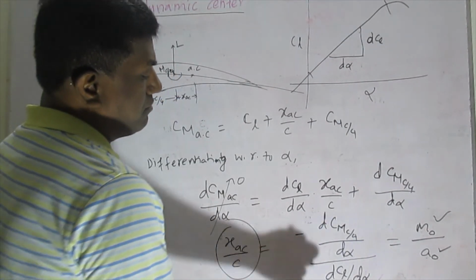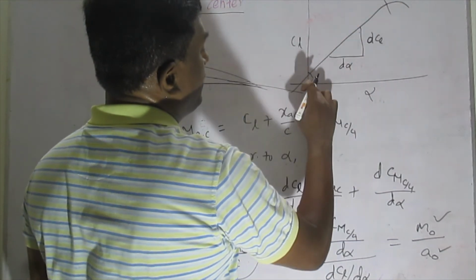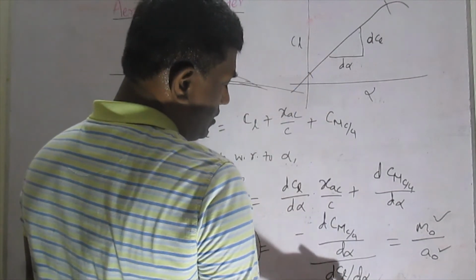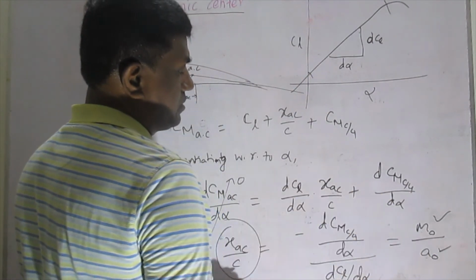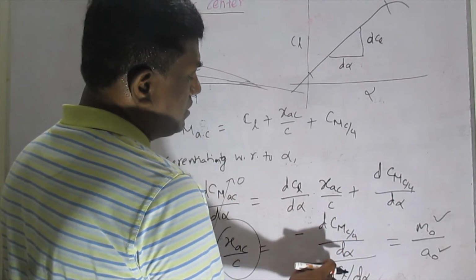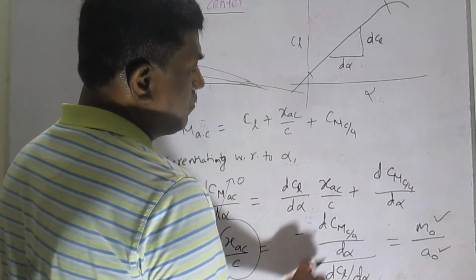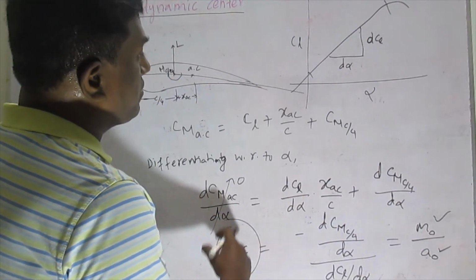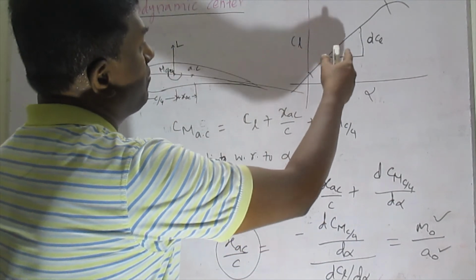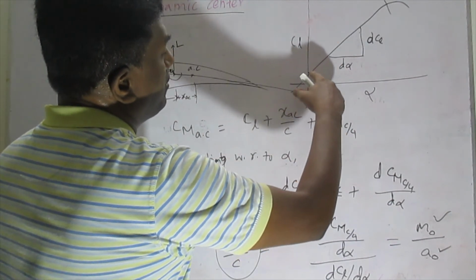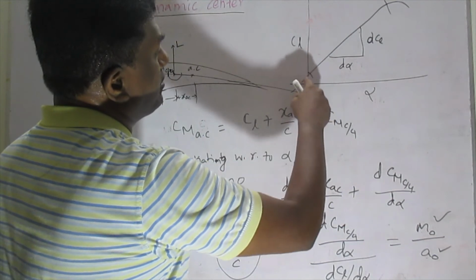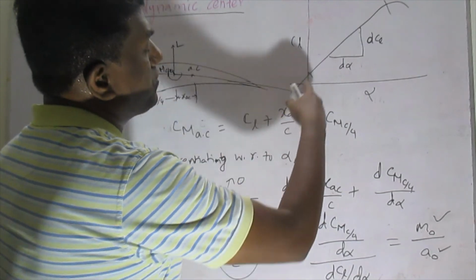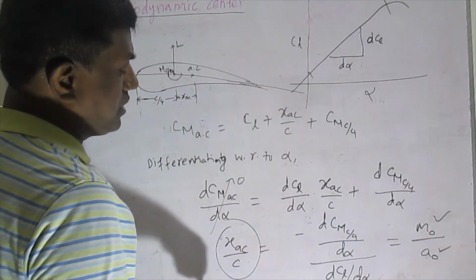That is the idea, because we say within the linear region of the lift curve, these two quantities are fixed, because this will not be changing and this will not be changing, so both of them will be constant. That is the reason we say the aerodynamic center also will be a constant quantity for a region where the lift curve slope is linear, that is constant. So that is the idea.